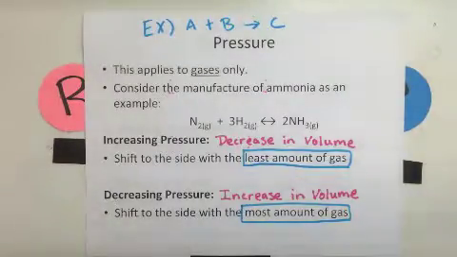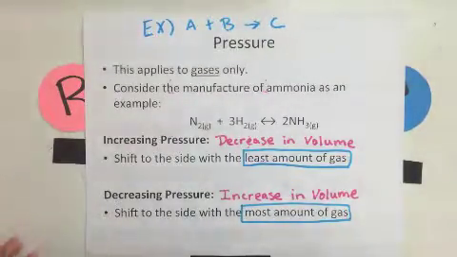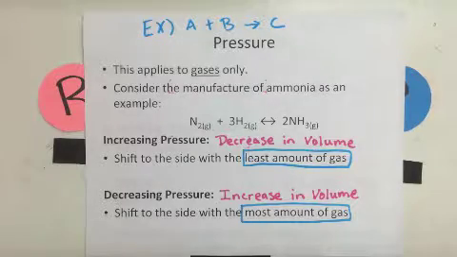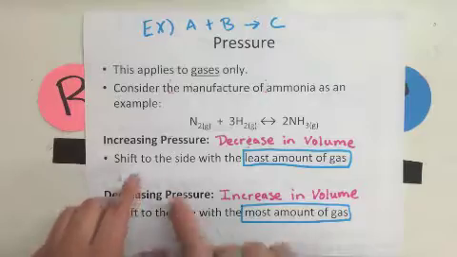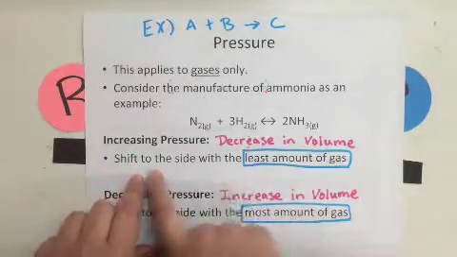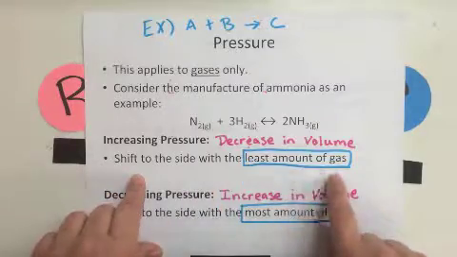Now, let's talk about pressure. Pressure, you pretty much need to understand the gas laws that we did in Unit 7. So remember that if you increase pressure, you decrease volume. So that gas has to go somewhere. So the key thing here is increase in pressure. You've got to remember decrease in volume. So it's going to shift to the side with the least amount of gas.